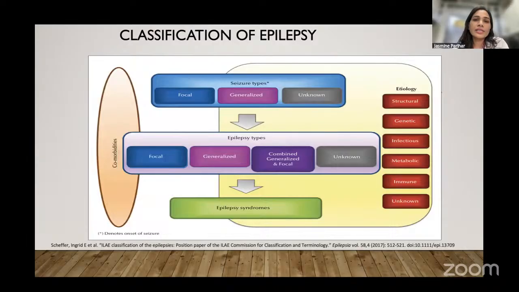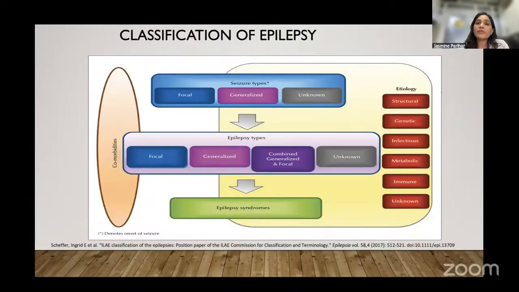So we talked about the classification of seizures. Now we come to the classification of epilepsy. Classification of epilepsy is just like the classification of seizures. First of all, we classify the seizure type, whether it is focal, generalized, or unknown. And then we combine them and classify the epilepsy as focal onset, generalized onset, or unknown onset. Sometimes we may have both types, like Lennox-Gastaut syndrome, where we can have generalized seizures and focal seizures also. So it can be an epilepsy type with combined generalized and focal.